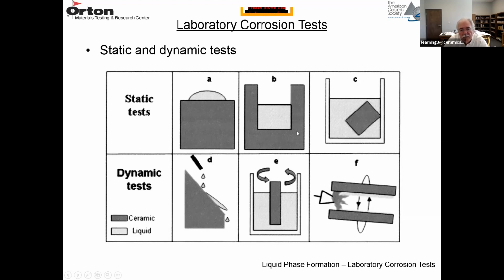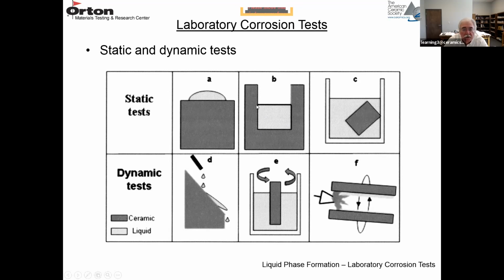This is a cup test. This is a pretty common test. You put some slag inside of a refractory cup. You heat it up. This is at temperature also. All of these are at temperature. So you heat it up till the slag is fluid. And then you cool it back down and you look at the degree of reaction at the slag refractory interface.